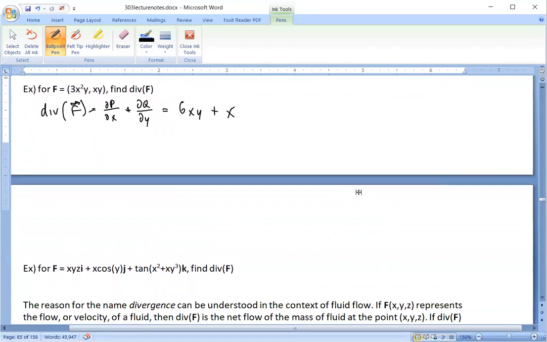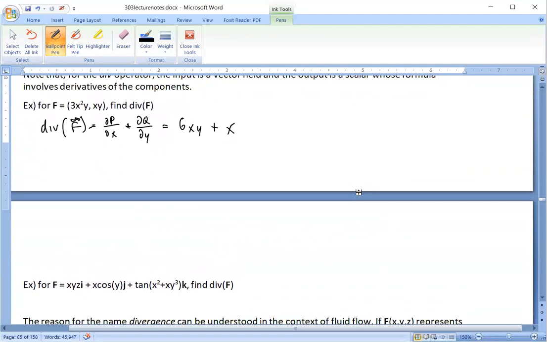And then another example in 3 coordinates. So vector field F is xyz i plus x cos y j plus tan(x squared) plus xy cubed k. So let's find the divergence of F on this one. So div F equals dP/dx plus dQ/dy, 3 components, so plus dR/dz.